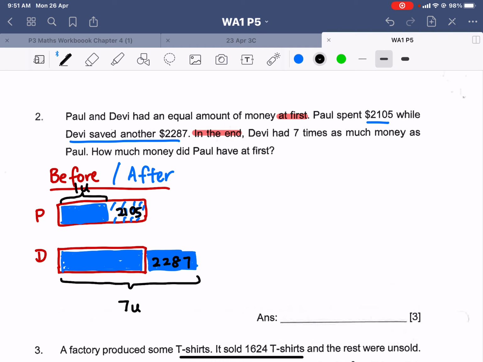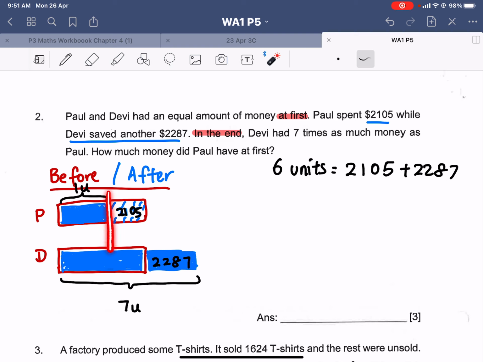Alright, so let's just focus on the blue bars now. Can you tell that this blue bar is 1 unit versus 7 units? So there's a difference of how many units? 6 units, right? So Devi is longer than Paul by 6 extra units. Do you know how much these 6 extra units are? Those who can't tell, you see this is where 1 unit stops. So this portion here is where the 6 units are. So these 6 units are made up of this amount, 2,105, as well as 2,287.